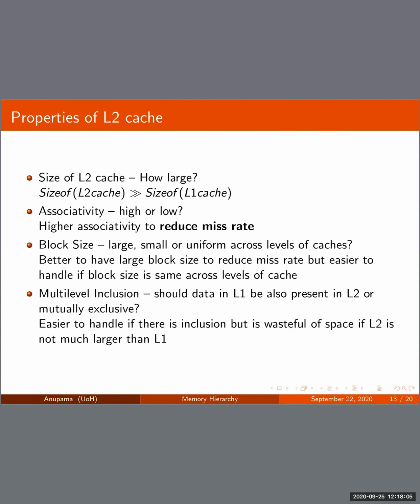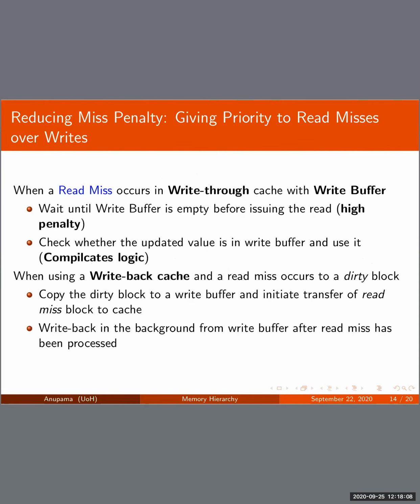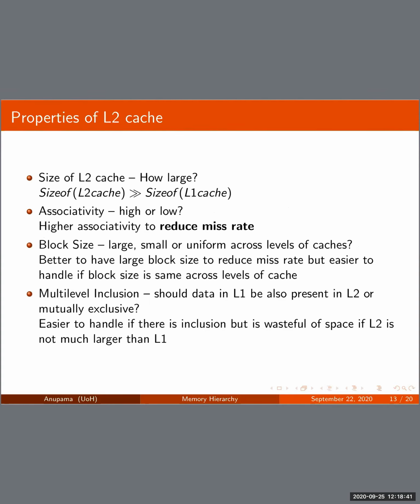In fact, the next thing which is coming up is reducing miss penalty by giving priority to read misses over writes, where we talk about how we use the write buffer effectively to reduce the miss penalty. Since Bansi is warning us that we are running out of time, I didn't move on to this, also because I wanted to make sure that people have time to assimilate what we discussed about the multi-level caches.